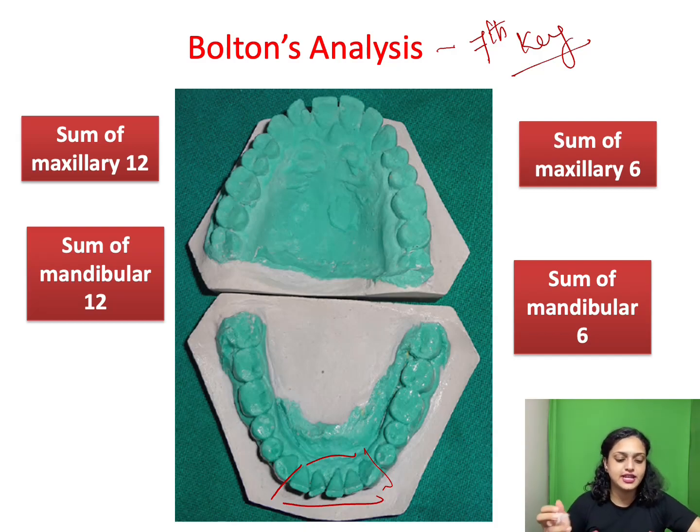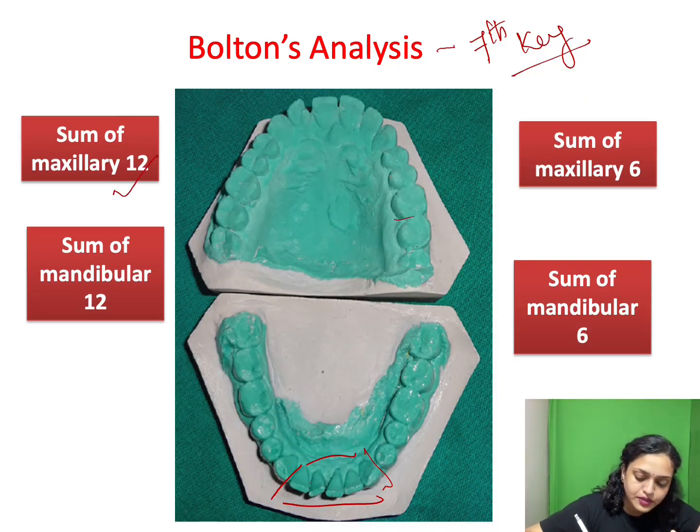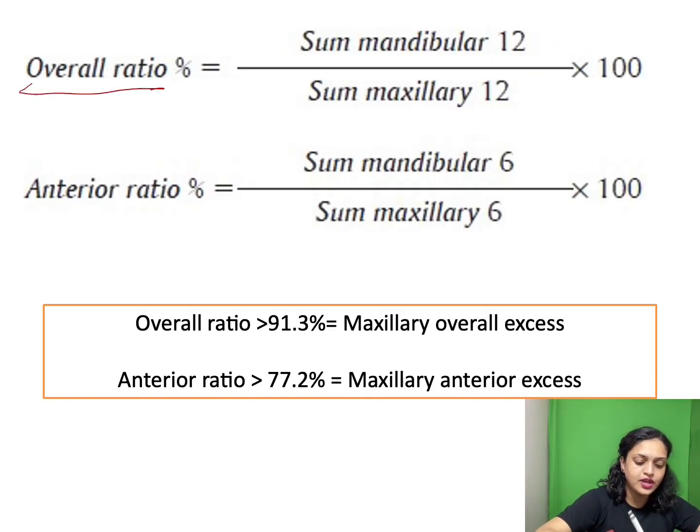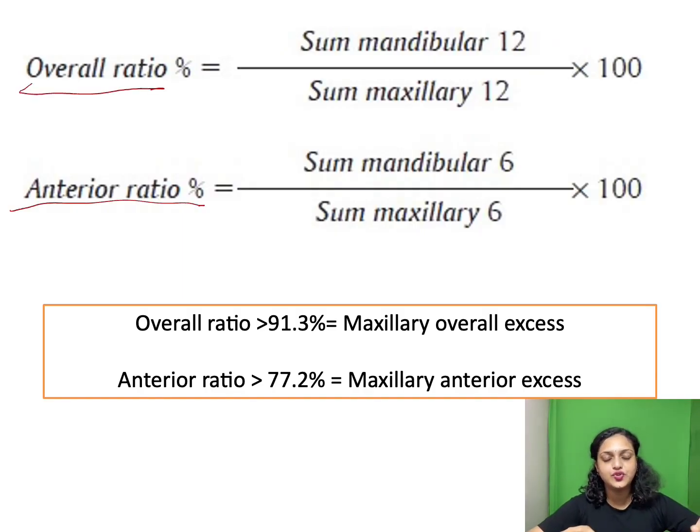So what you need in this analysis: the sum of maxillary 12, you sum all 12 teeth from molar to molar; sum of mandibular 12, molar to molar; sum of maxillary 6, canine to canine; sum of mandibular 6. You take a value. Then you measure something called the overall ratio and the anterior ratio. In the overall ratio, you check if all the maxillary teeth sizes and all the mandibular teeth sizes are proportional to each other. The anterior ratio checks if the anterior teeth alone are proportional to each other.